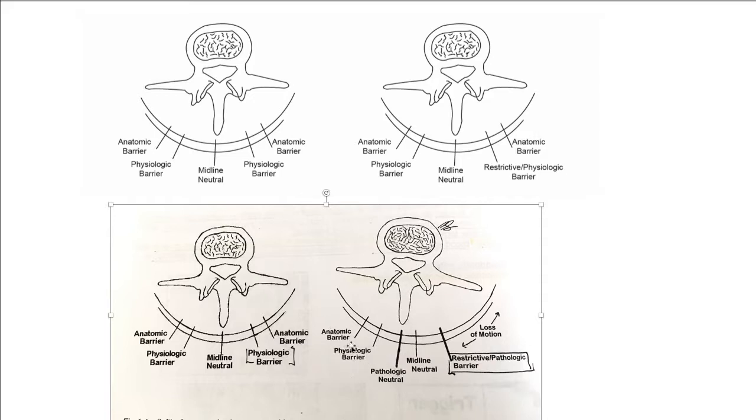We have anatomic barriers here, physiologic barriers here, and you can see the pathologic neutral is in a different position, and midline neutral is completely different because it's slanted, and the restrictive barrier is in bold. As you can see, the pathologic barrier is also in bold. If you guys can redraw this semicircle a little bit, make it look nicer and space it out a little bit more, that would be nice. And also the loss of motion is not even being shown here at all. Don't put it inside a box. So that's the issue with this image.